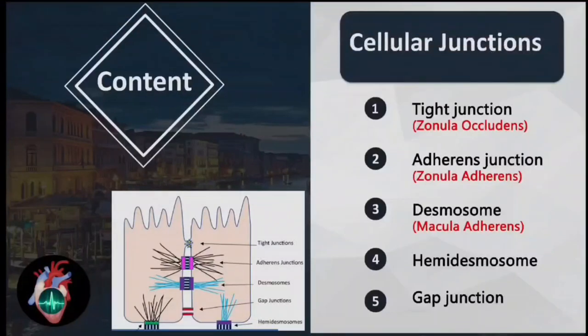Today's topic is about cellular junctions. So we have five main types of cellular junctions: tight junction, adherens junction, desmosome, hemidesmosome, gap junction. We have other names for three of these junctions: tight junction is also known as zonula occludens, adherens junction is known as zonula adherens, and desmosome is known as macula adherens.